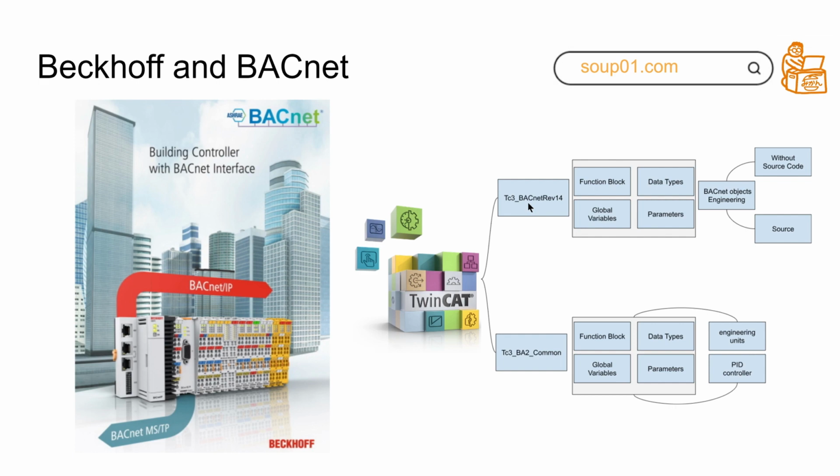Then they have the library called TCV_B2_common. It also provides a set of function blocks, etc. But this library provides engineered units or PID controls and other types of building automation. And actually in this tutorial, I just use TCV_BACnet REV14 to create a BACnet object in my project.